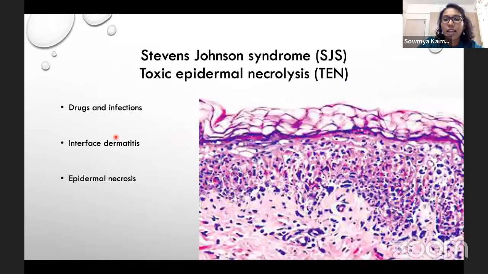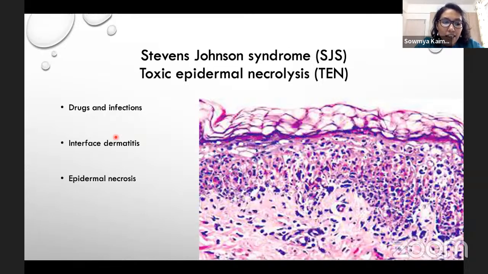So moving on to the next group of diseases. I'll tell you a little bit about Stevens-Johnson syndrome and toxic epidermal necrolysis. This is again because it's important to be able to recognize these disorders early. Typically, SJS and TEN are drug-induced, although there are rare cases where there could be absolutely no drug history and it could be caused by an infection.